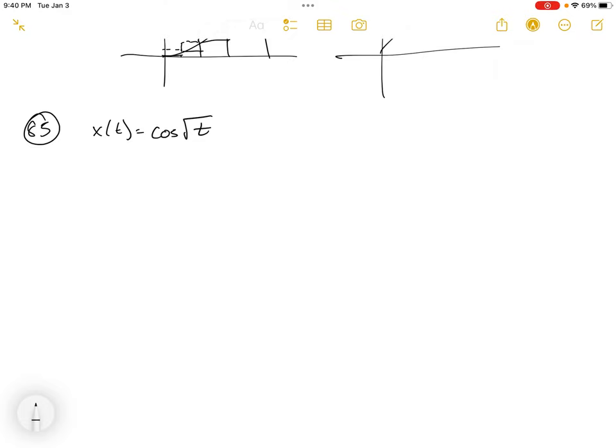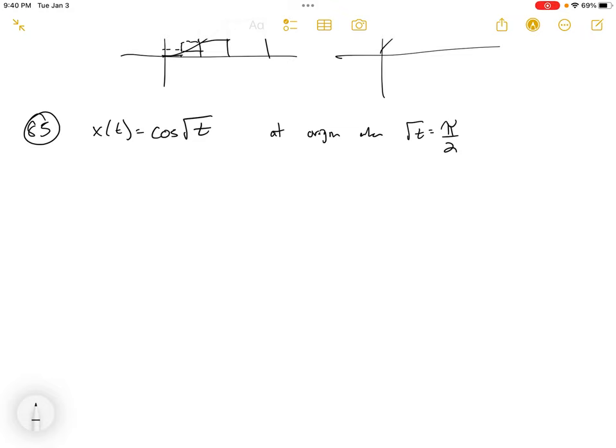Well, this is a cosine graph. And so since it's a cosine graph, this thing is at the origin when root t is pi over 2, right? Because then I would have cosine of pi over 2, and then that thing is going to be 0. So we want root t to be pi over 2.